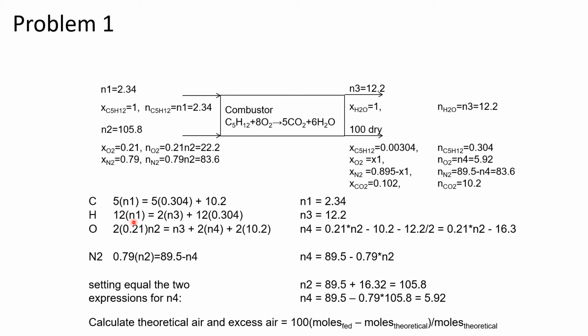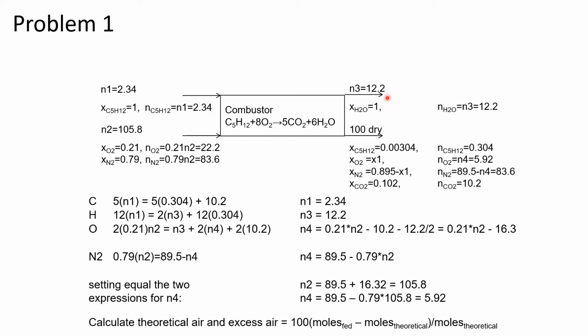We know it's 2.34, so we can just plug that in in just a moment. If you look at this, the air stream coming in, there's no hydrogen in the air stream. There's no hydrogen in the oxygen nor the nitrogen. So there's only the one contribution to hydrogen coming in from the pentane. We're going to set that equal to the hydrogen that comes out in the product stream.